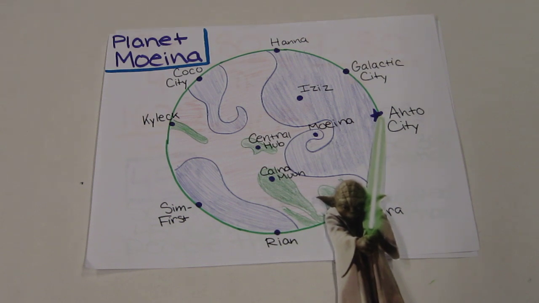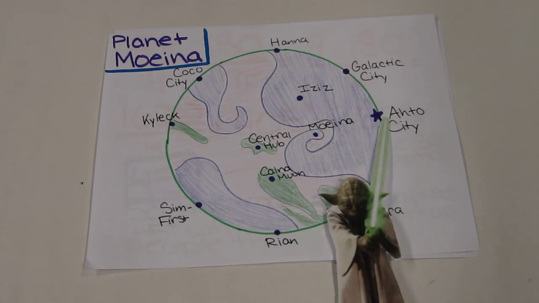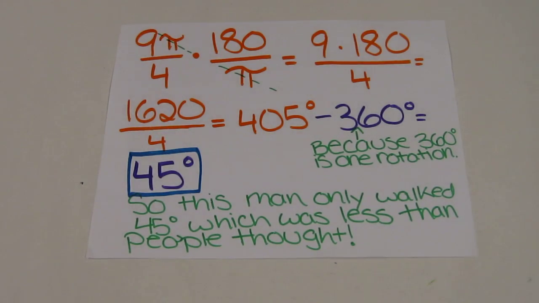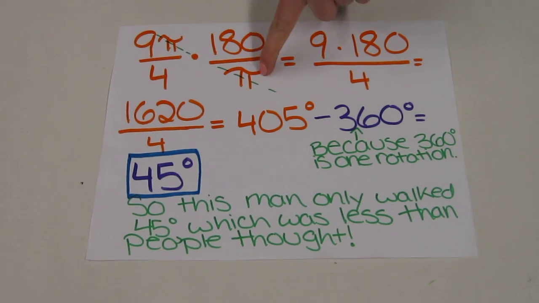Let's start off by looking at the map of the planet. We know that he started off in Otto City, and he walked to a city located at 9 pi over 4. First things first, we need to convert 9 pi over 4 radians to degrees by multiplying the numerator by 180 degrees and dividing by pi.